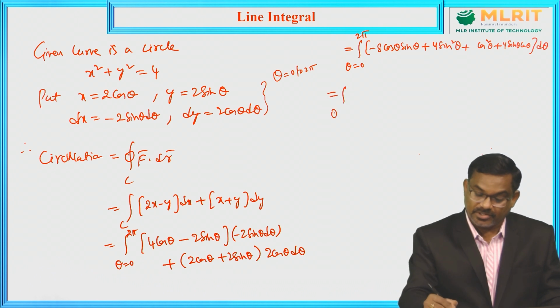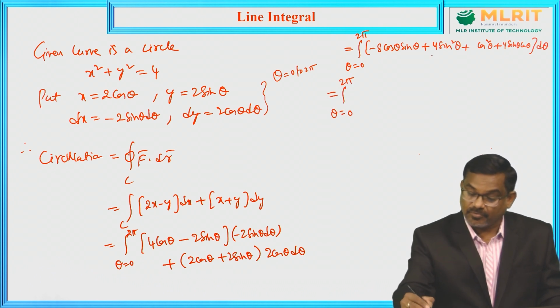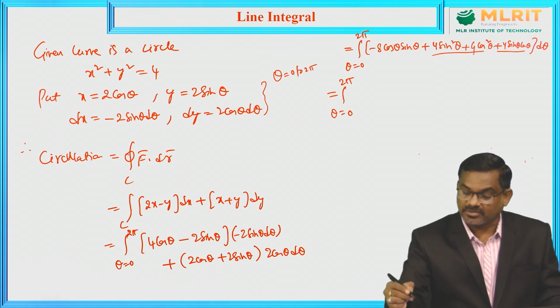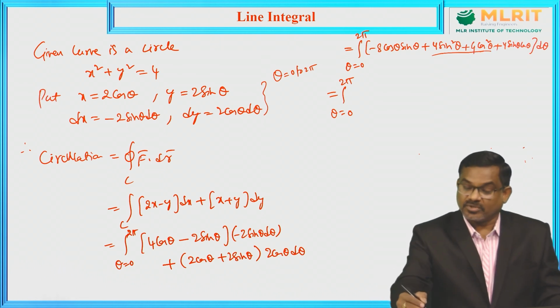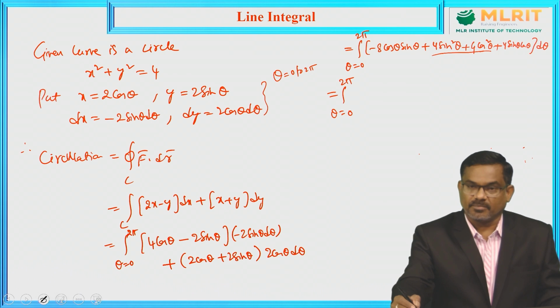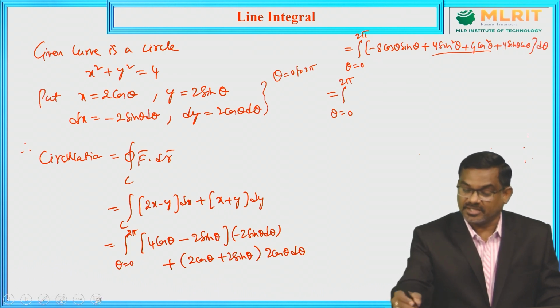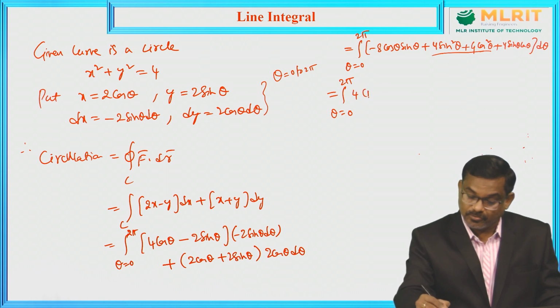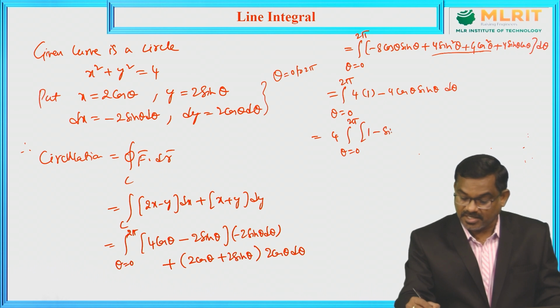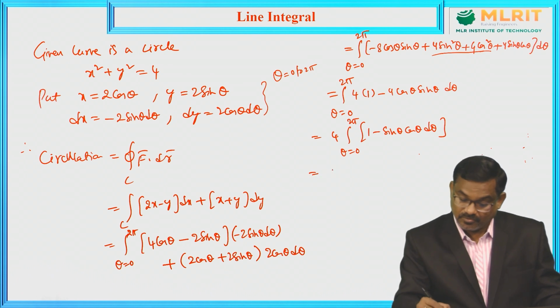So that is equal to theta from 0 to 2 pi, 4 sin square theta plus 4 cos square theta. We know that sin square theta plus cos square theta equal to 1, therefore we get 4 here, and minus 8 cos theta sin theta plus 4 sin theta cos theta. So this is 4 into 1 minus 4 cos theta sin theta d theta. So overall 4 constant, theta from 0 to 2 pi, this is 1 minus sin theta cos theta d theta. So we need to split this into two parts.